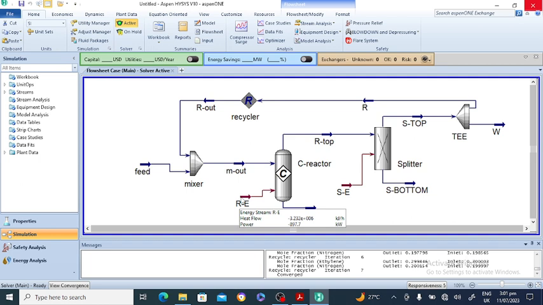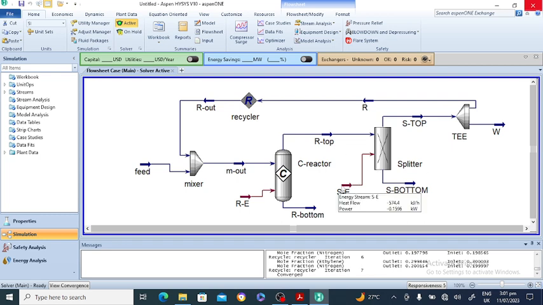This amount of heat is removed in the reactor. At 97.7 kilowatt, energy is removed from the reactor. This is an exothermic reaction, and a large amount of heat is released from the reactor. Now, what is the splitter energy?